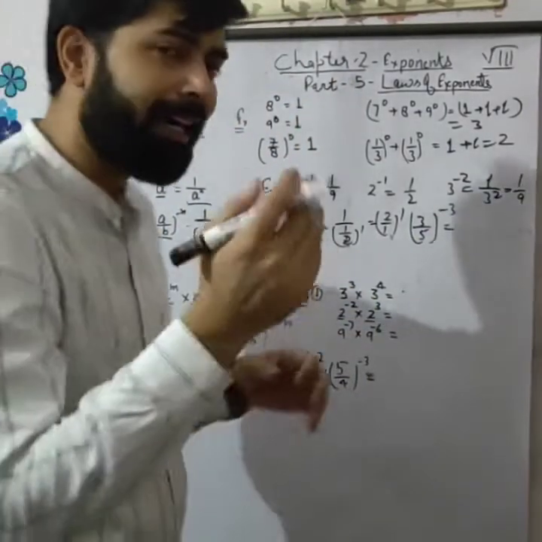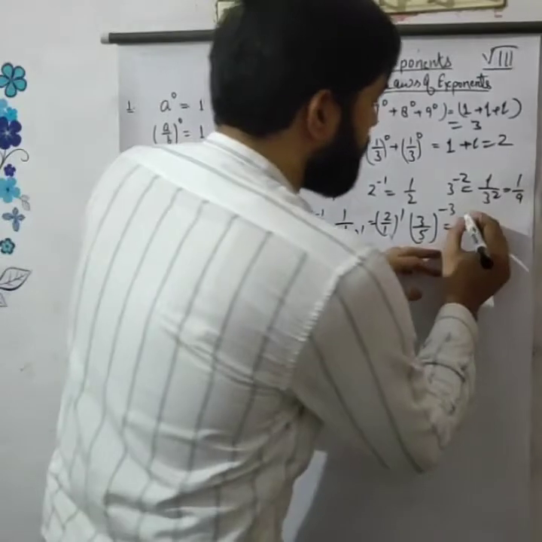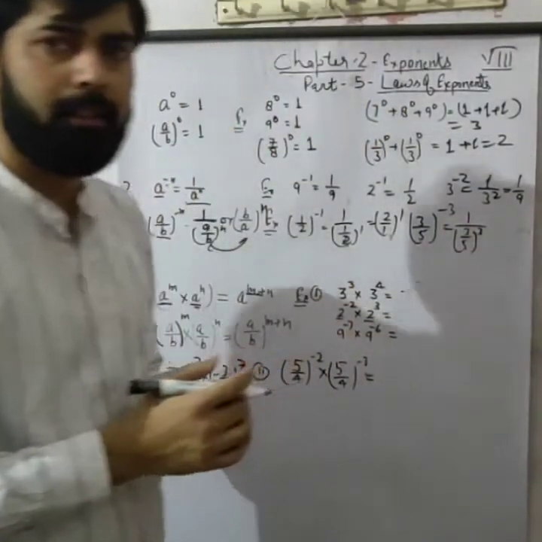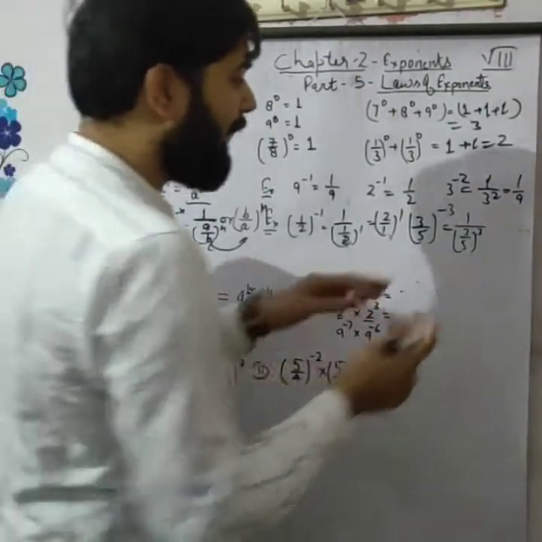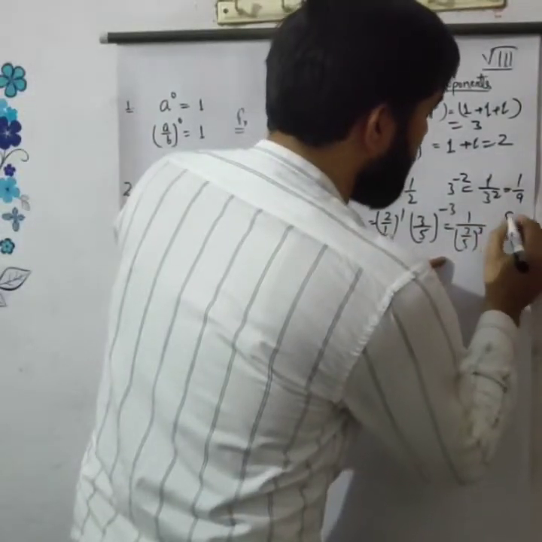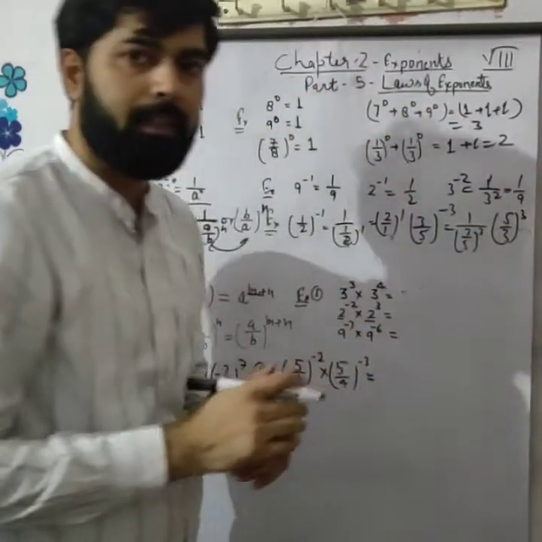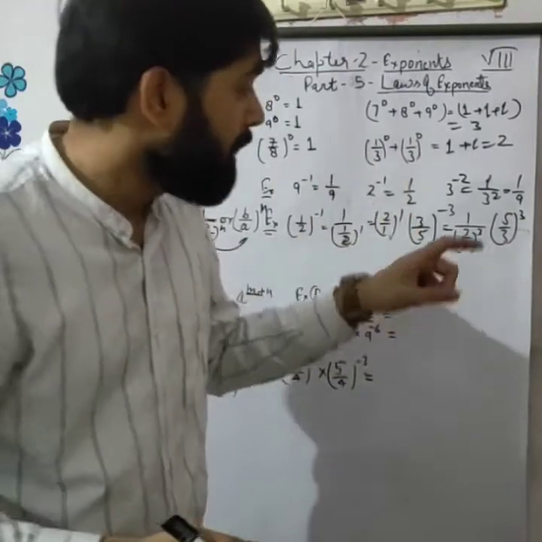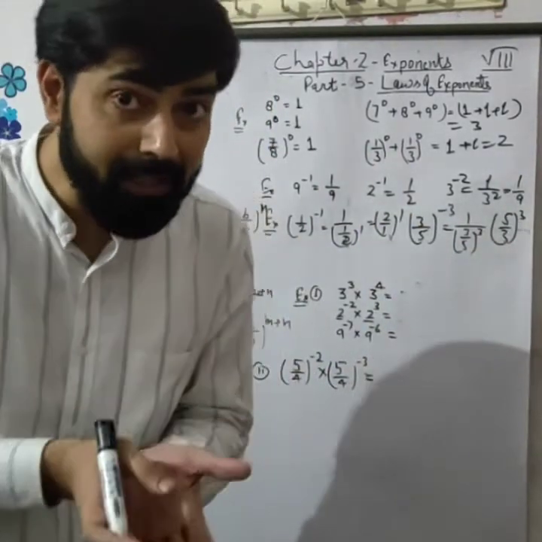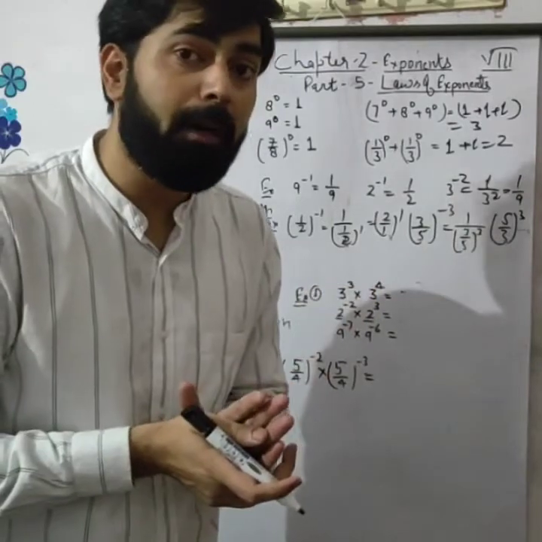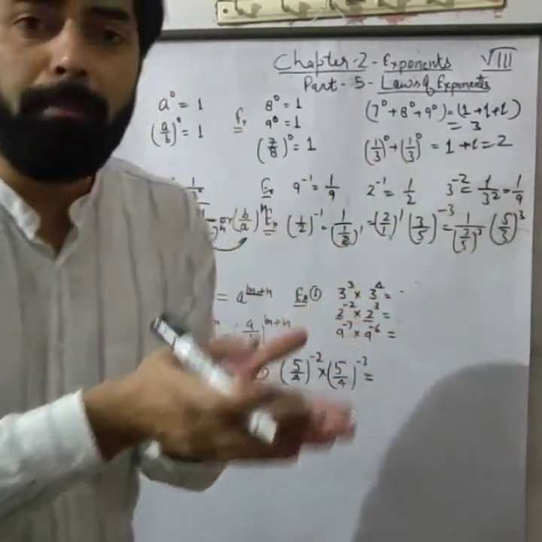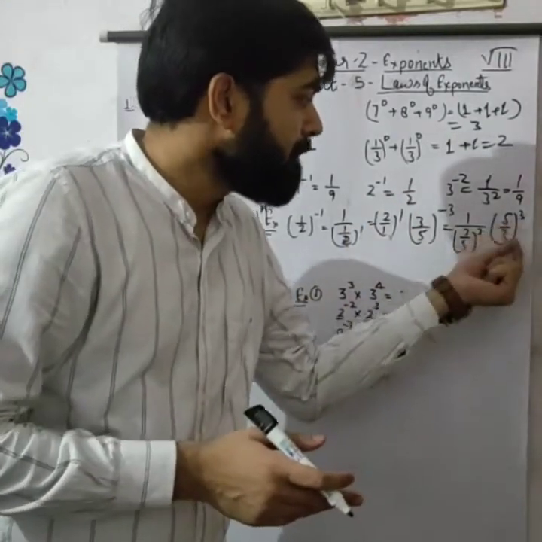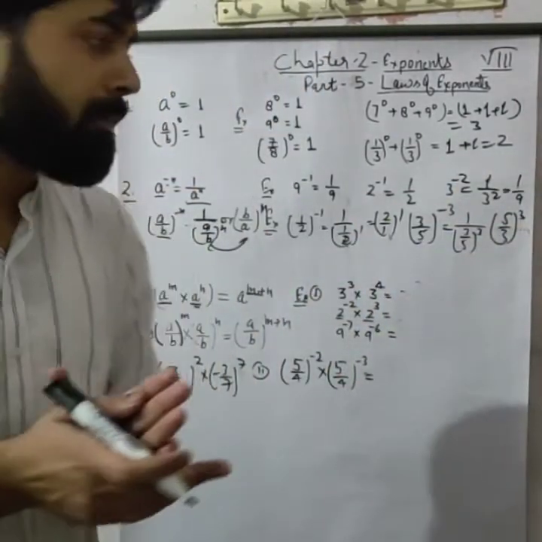How can we write it? We can write it in two manners: 1 upon (3 upon 5) raised to the power 3, or (5 upon 3) raised to the power 3. How can we write 5 upon 3 in this form? Listen carefully: we know that a fraction means division, and 1 upon (3 upon 5) raised to the power 3 we can solve like a complex fraction. When we solve it as a complex fraction, we get (5 upon 3) raised to the power 3.